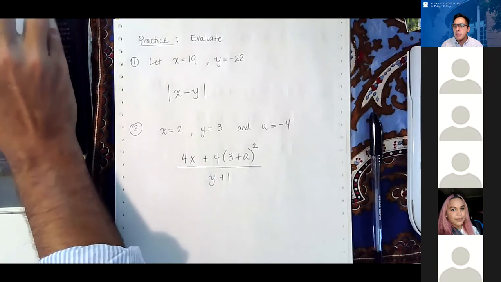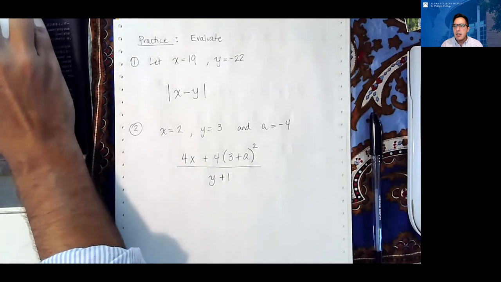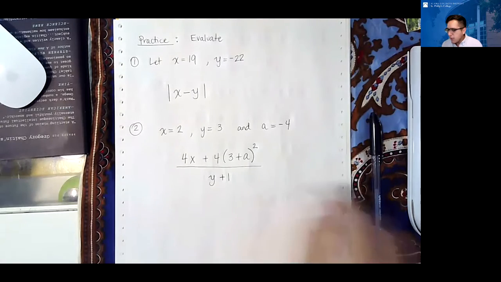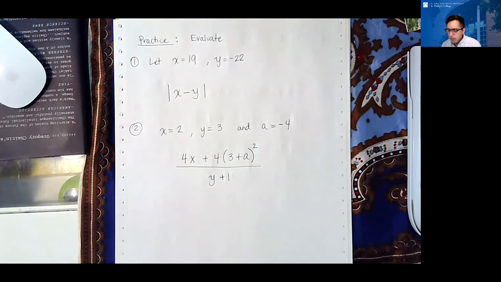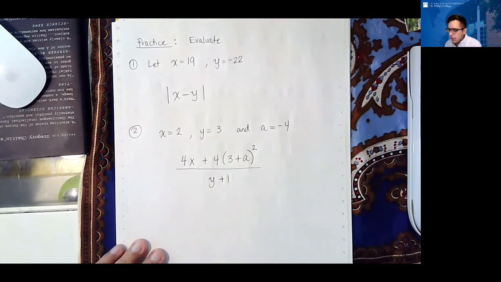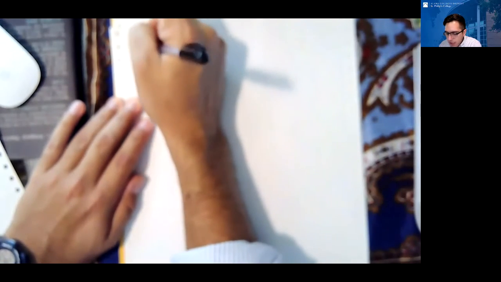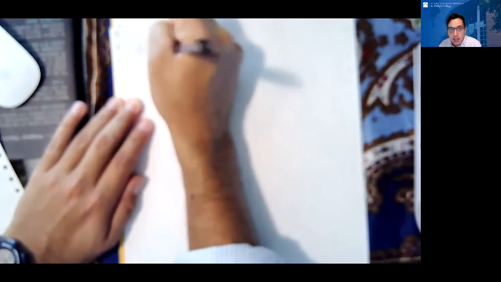Okay, I think most of us have made it back to the main session. Let's go ahead and evaluate these. The first one should have been pretty straightforward since it's just plugging in two values into this absolute value expression we have. So let me give myself a little bit of room to solve this one. We said for number 1, and I know it's kind of blurry, let me go ahead and refocus that.